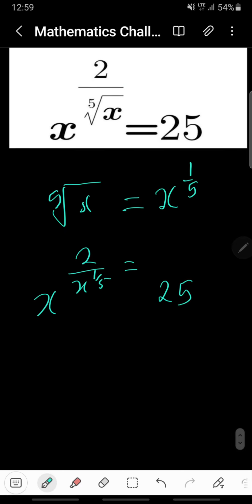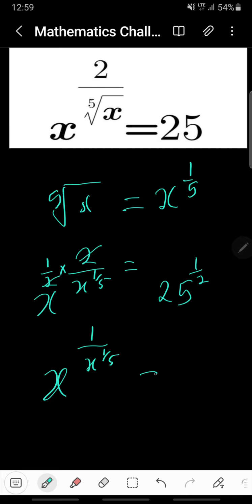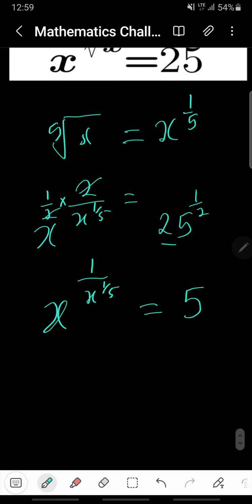25. So I'll multiply both sides by the inverse of 2. On doing that, it cancels there. So we have x to the power of 1 over x to the power of 1 over 5 is equal to 5, because this simply means 5 squared times half. So 5 squared is 25 times half. That gives us that. So the answer is 5. So I can write the left hand side by saying this, then is equal to 5 here.